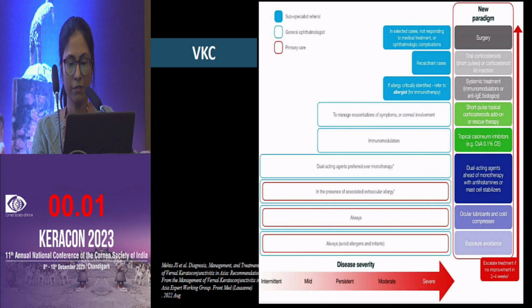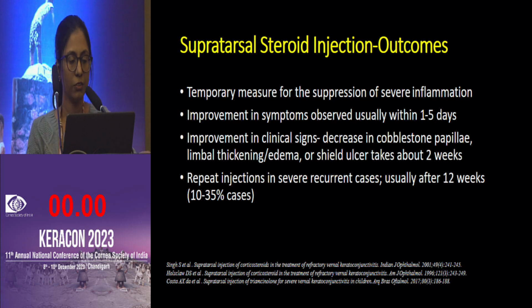So this is one of the charts which describes the same. Moving ahead to the supratarsal injection, as ma'am had already described regarding the indication for use of supratarsal injection of triamcinolone injections, we usually observe the improvement in the symptoms within 5 days. Signs take around 2 weeks to show improvement.